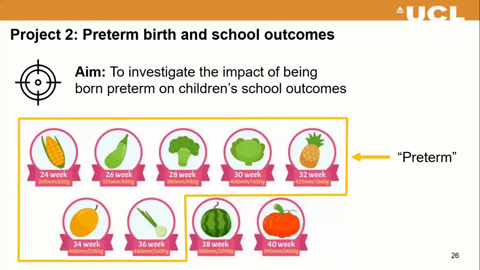And this is, again, research that has been done in other countries that have these established health and education administrative datasets, which have shown that there is a relationship between these two factors, but it hasn't been possible to do the same in England until the establishment of the ECHILD database. Next slide, please.